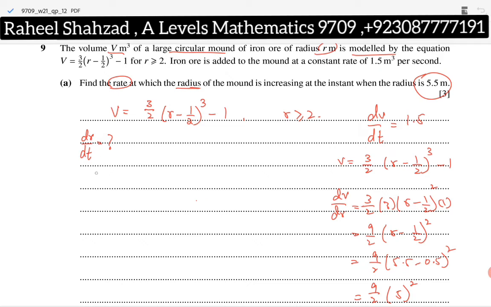So let's apply chain rule here. dV by dt is equal to dV by dr into dr by dt. So dV by dt is equal to 15. dV by dr we just calculated, that was 225 by 2, and dr by dt is required. So it is 30 divided by 225, that is equal to dr by dt, and you can calculate what it is. 30 divided by 225.